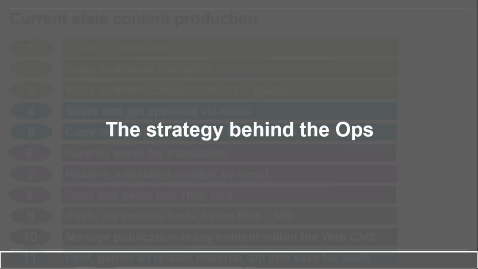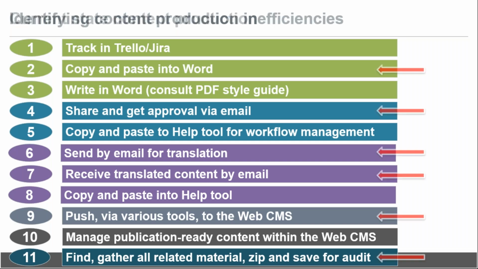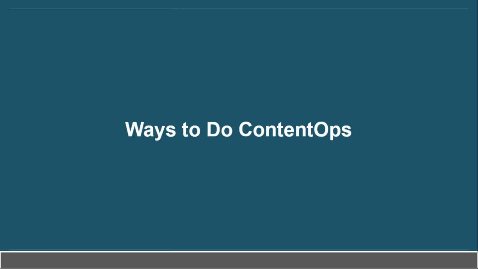So the strategy behind the ops. The current state of that was 11 steps that were pretty manual, and copy and paste shows up at least 3 times, if not 4 times. And what we wanted to do was identify all of those wasted areas and say, how can we get rid of those? And how can we tighten the audit trail? And how can we make this more efficient?